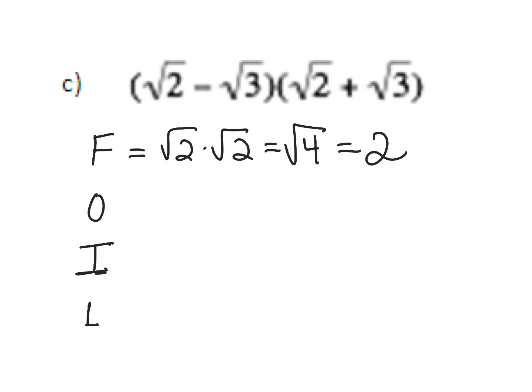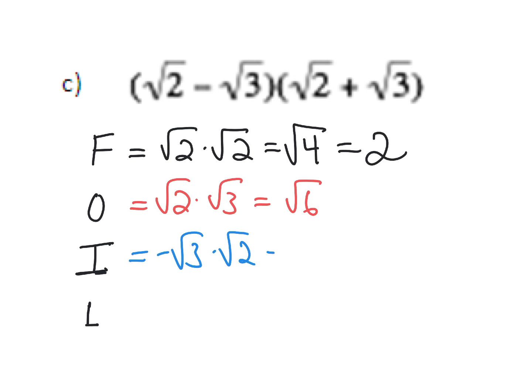All right, talk to me about my outers now. So the square root of 2 and the square root of 3, which is the square root of 6. Good. Can I simplify the square root of 6? You cannot. Good job. Then we got our inners. Negative square root of 3 and square root of 2, which is negative root 6. Good job.